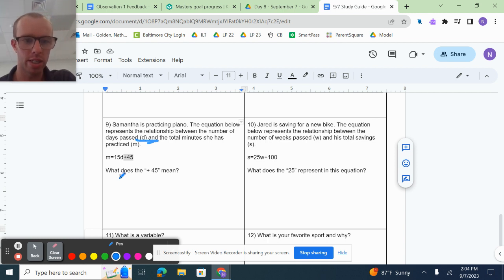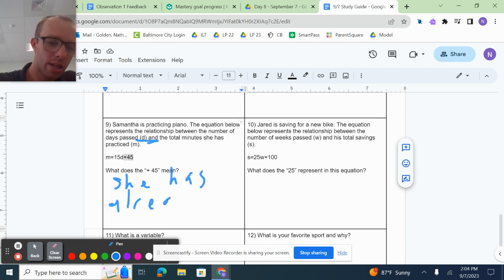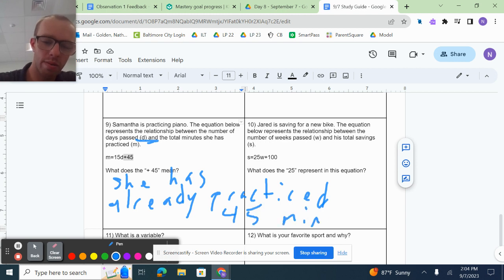Again, I'm not going to write this. I'll write it. She has already practiced 45 minutes. That's what that means. She began at a practicing of 45 minutes before the equation even started. It doesn't ask for this, but what this really tells us is she's practicing 15 minutes per day, right? 15D, 15 minutes per day.